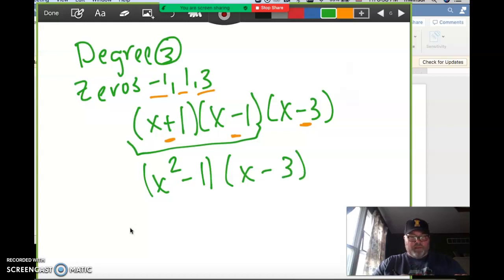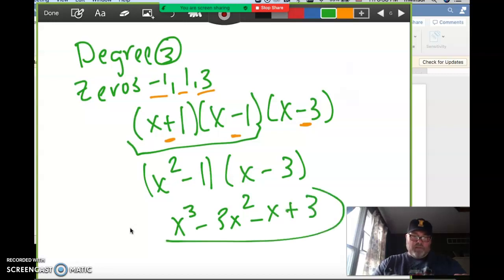And then when we multiply that, let's see, we get x squared times x is x cubed. x squared times -3 is -3x squared. -1 times x is -x, and -1 times -3 is +3. And there are no common terms, and so there is your polynomial of degree 3 that has -1, 1, and 3 as roots. You can check that by substituting them into your actual polynomial.